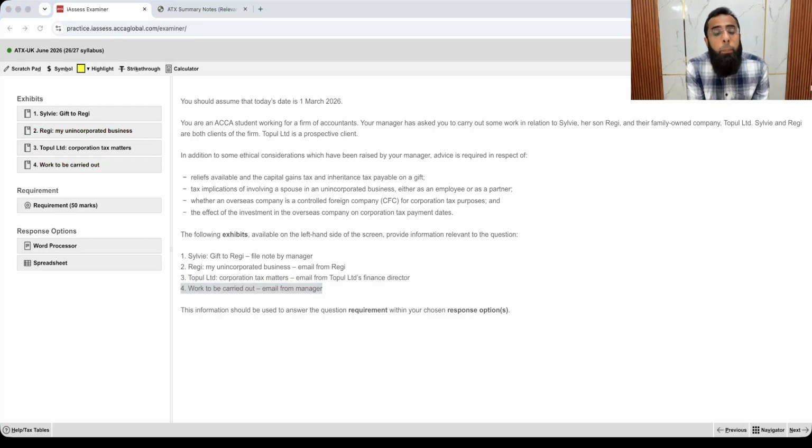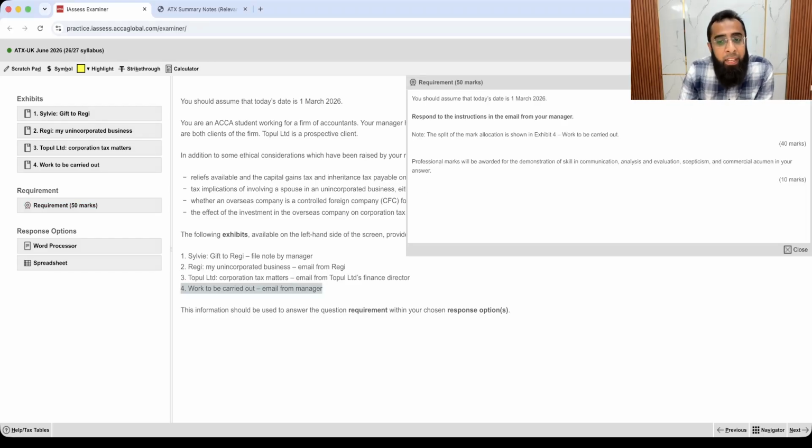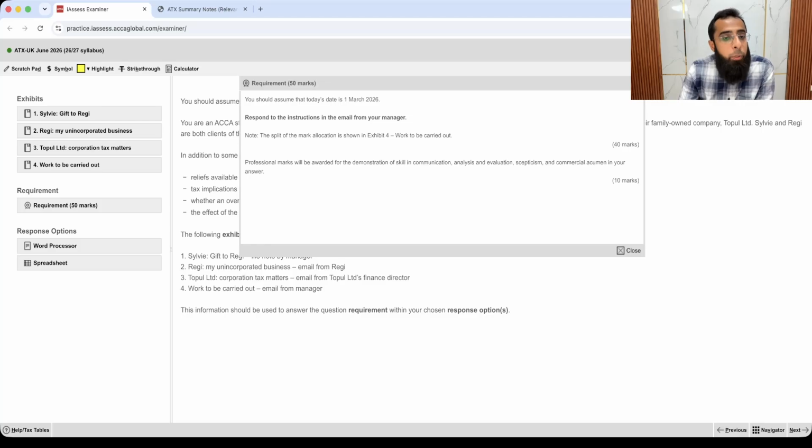As you all know, in question number 1, what examiner does is that he gives you the requirement in the form of the exhibit. This requirement tab itself is just a formality. It just says that, okay, respond to the instructions, 40 marks. And 10 marks are for the professional skills, which include communication, analysis, evaluation, skepticism, and commercial acumen. What is communication? Presenting the answer in a proper format, like making a memorandum or email, whatever the examiner has asked you. Giving headings, presenting your answer in a proper manner, following the examiner instructions, that's communication.